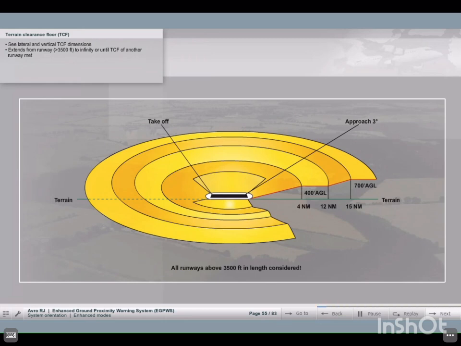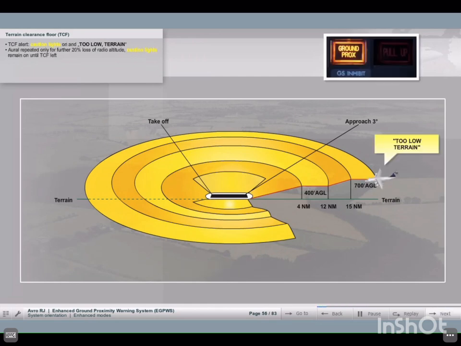This graphic shows the lateral and vertical dimensions of a classic TCF. The envelope is defined for all hard surface runways above 3,500 feet in length worldwide and extends to infinity or until it meets the envelope of another runway.